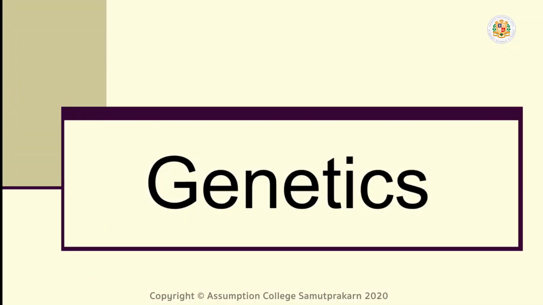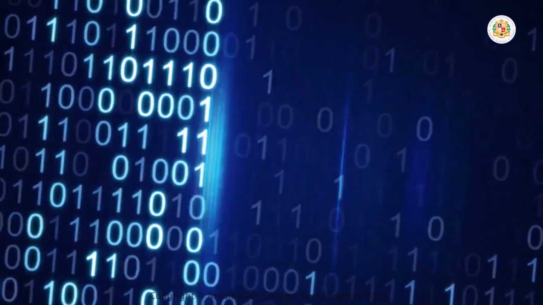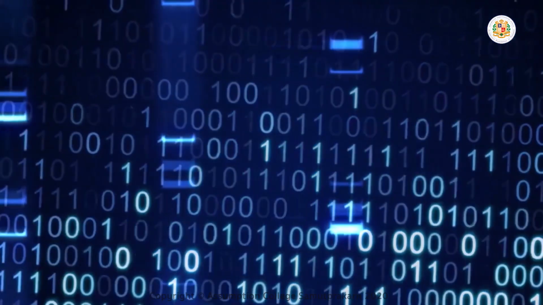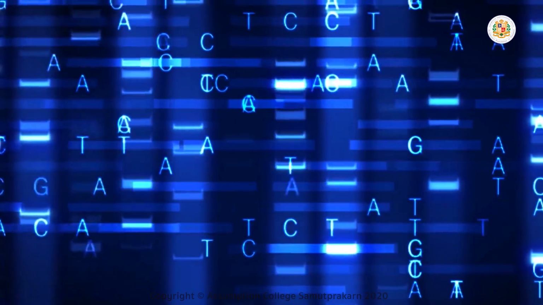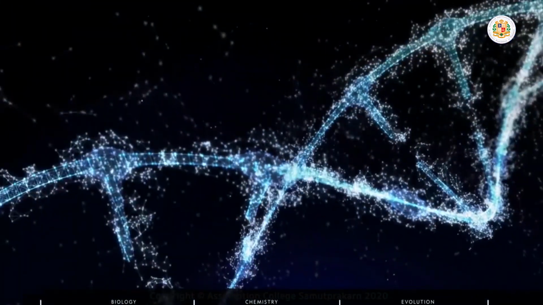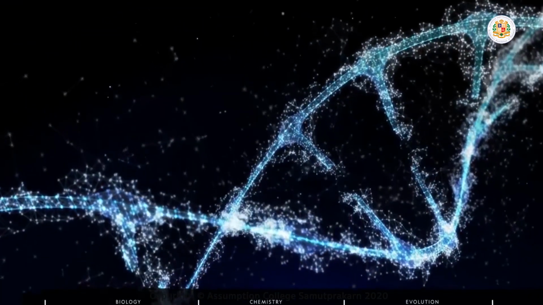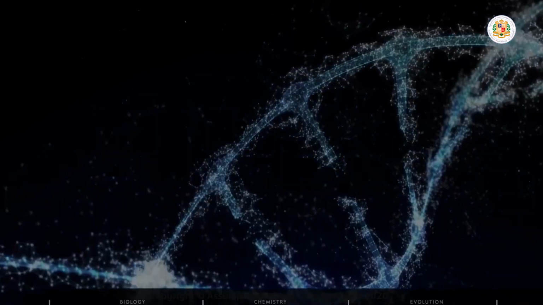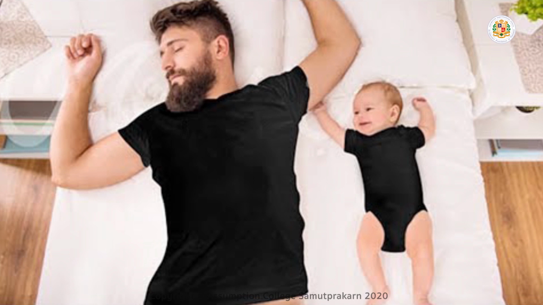Genetics. In this chapter, we will learn everything about genetics and what is the science behind the resemblance of the children to their parents, or how the children inherit some of the physical traits of their parents.